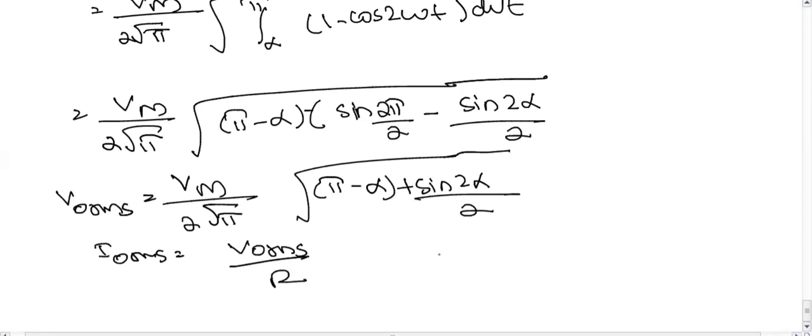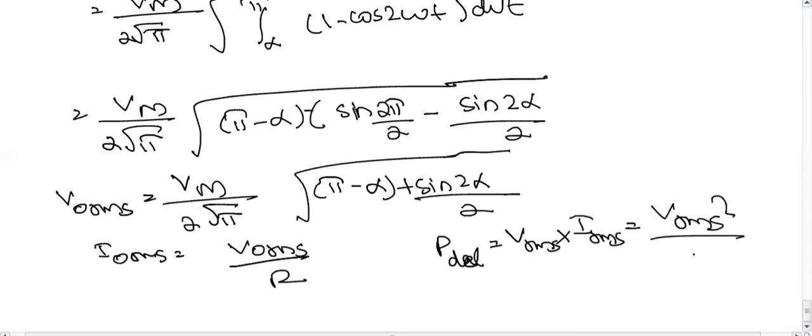And also we can calculate the power delivered, which is equal to VRMS into IRMS, which is equal to VRMS squared divided by R. So all these things should be clear for you.